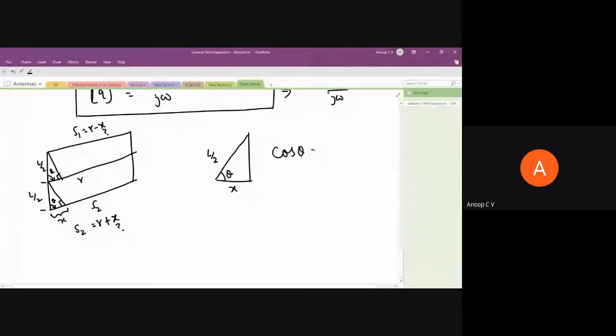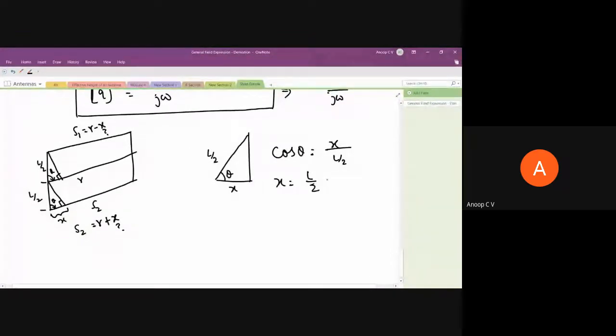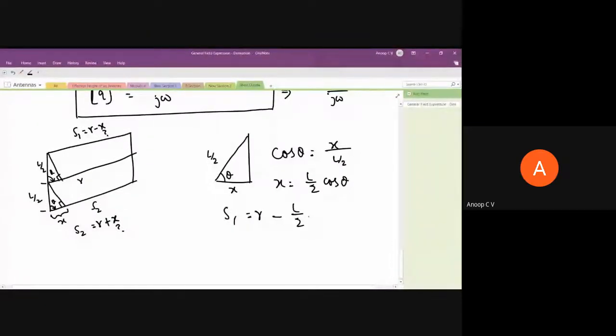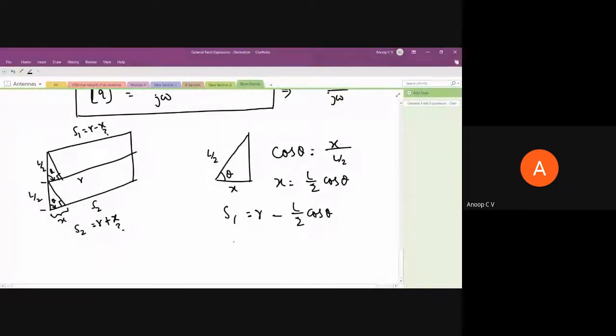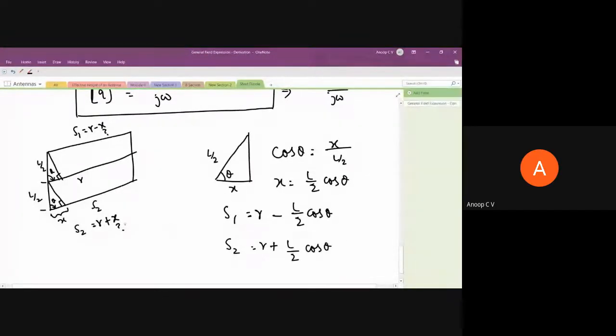Cos theta will be adjacent side divided by hypotenuse, right? So x will be equal to L by 2 times cos theta. So I can straight away write S1 is equal to R minus L by 2 cos theta, and S2 is equal to R plus L by 2 cos theta.